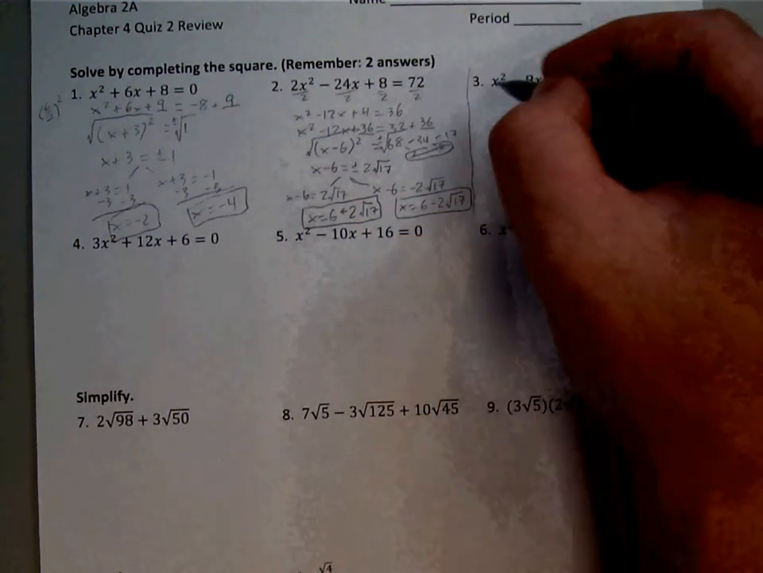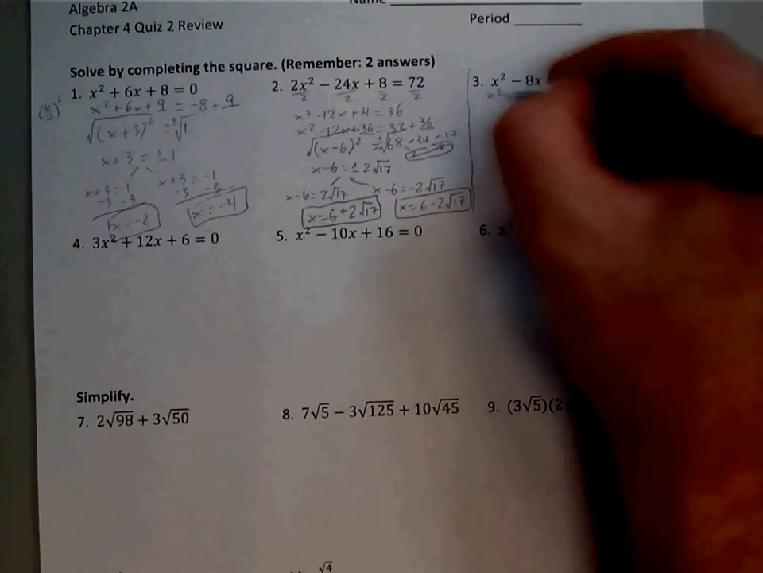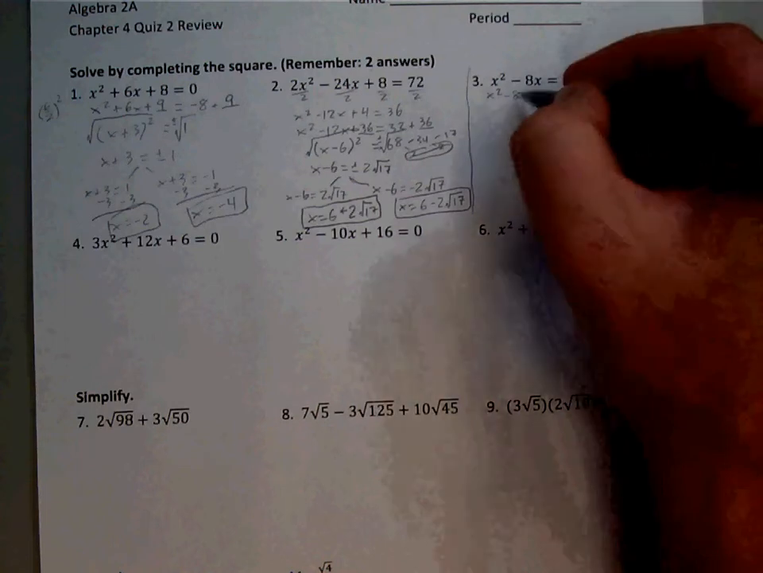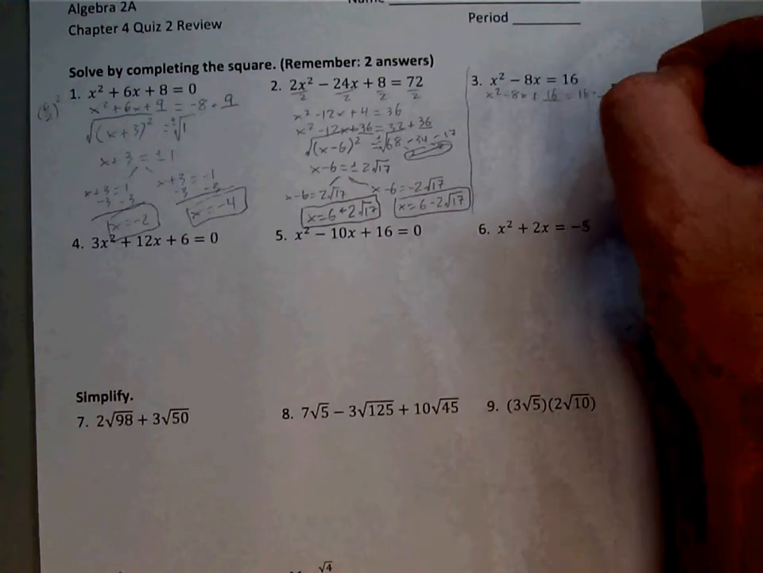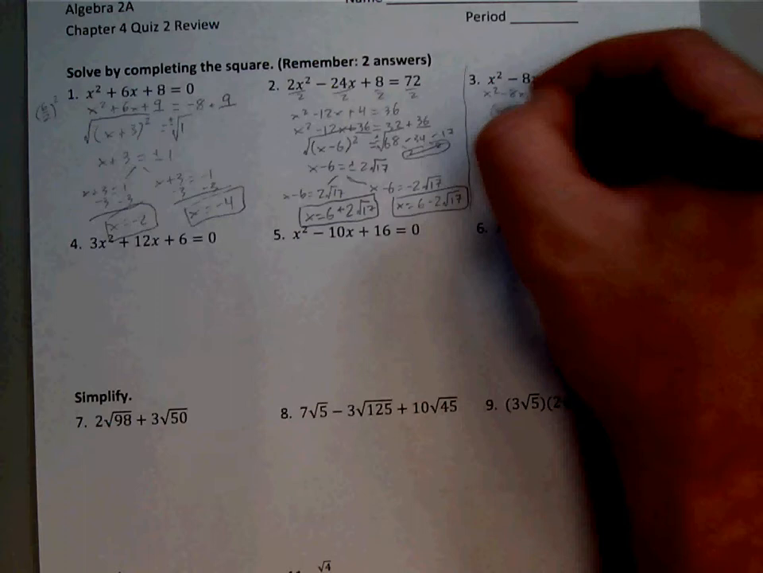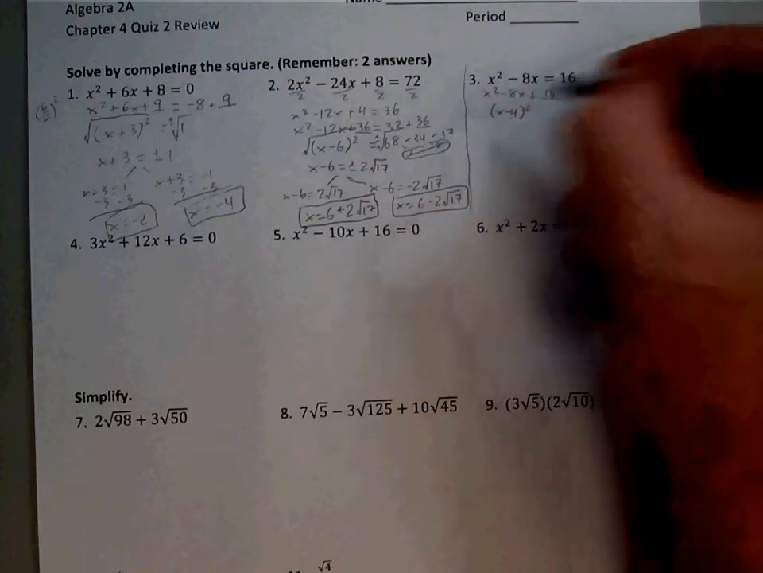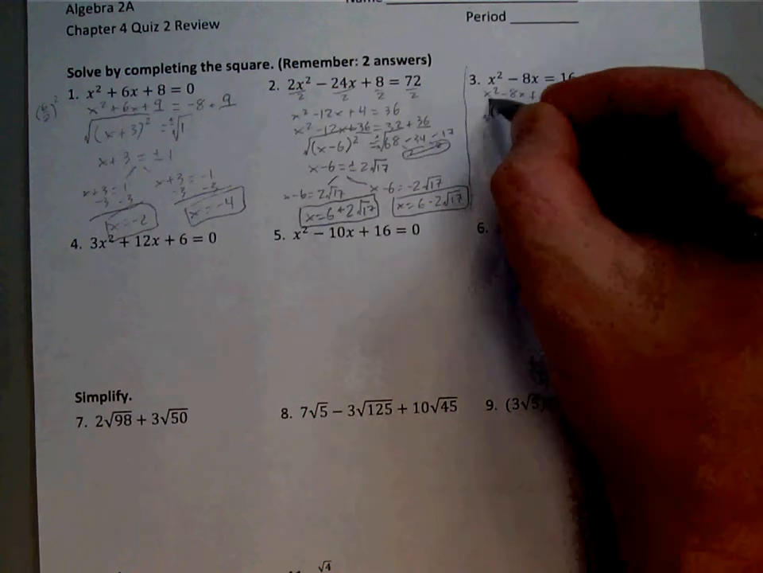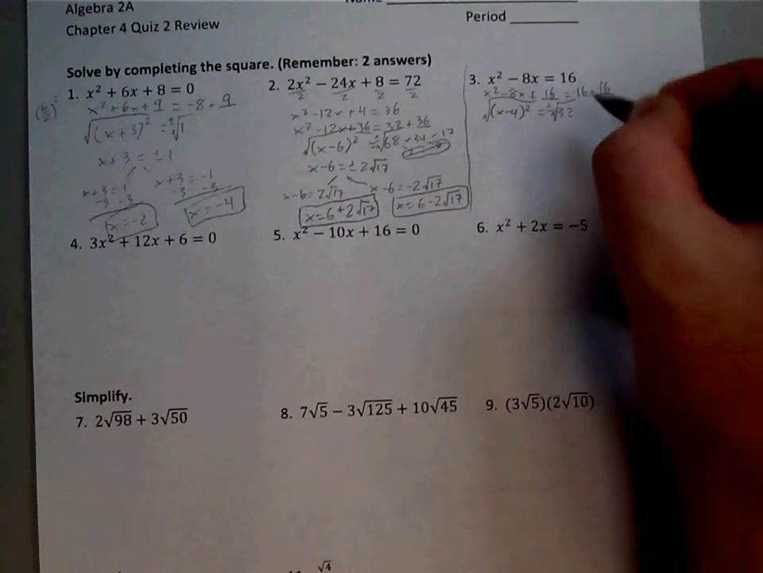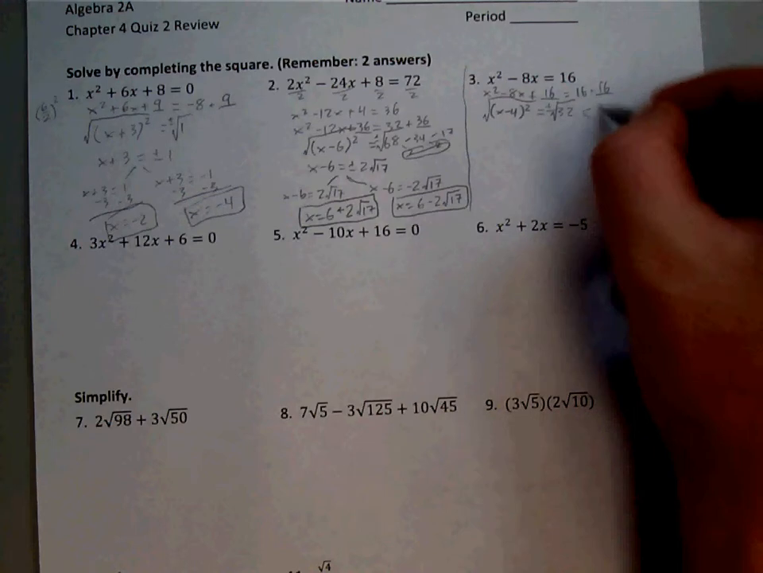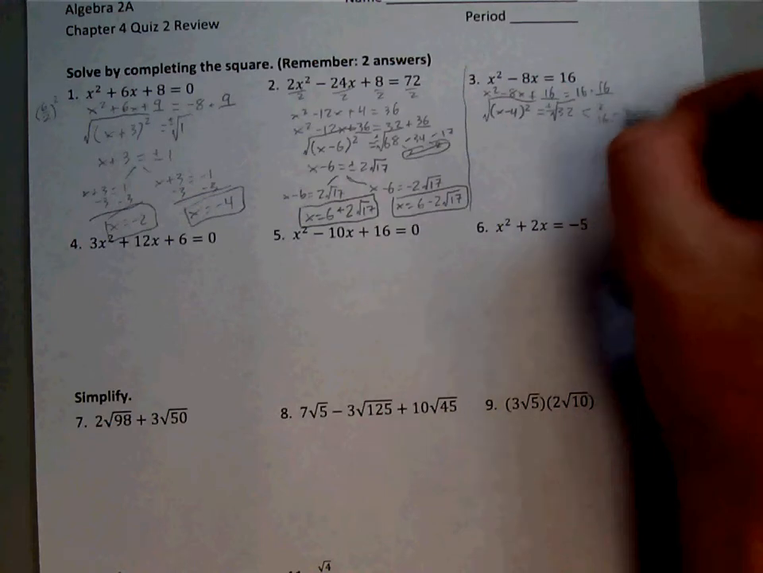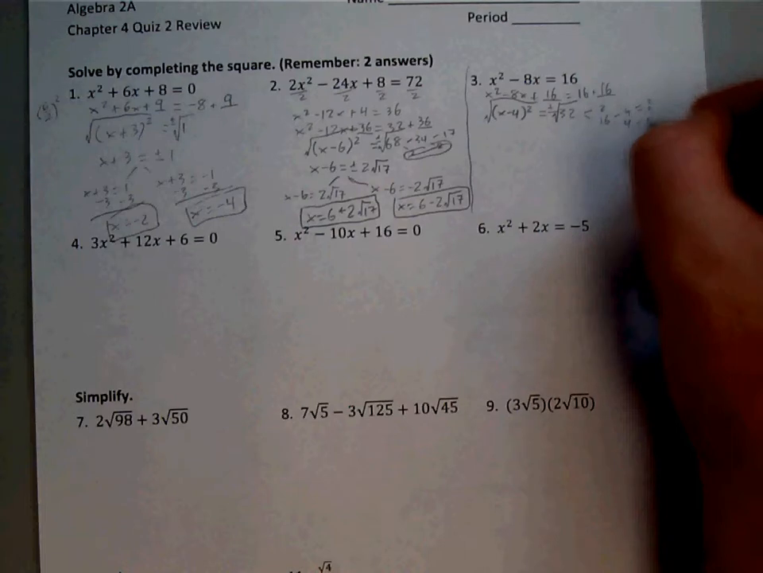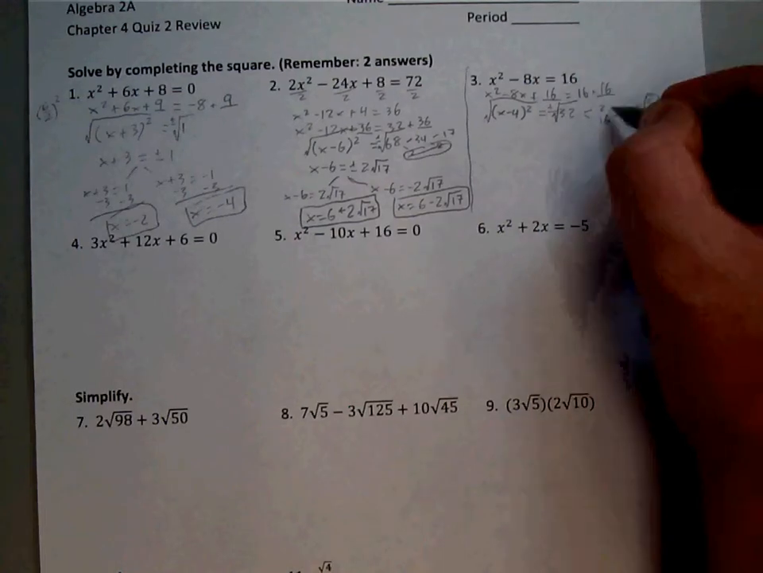Number 3. Looks like I'm going to add, so half of negative 4 is negative 2, square that, I get 4. Add 16 to both sides. x minus 4 squared equals 32. So square root, plus minus. 32 goes to 2 and 16. 16 goes to 4 and 4. 2, 2, 2, 2. Lots of 2s. So 2, 2, and then a leftover 2.